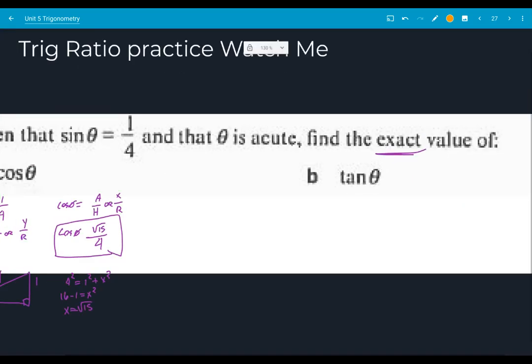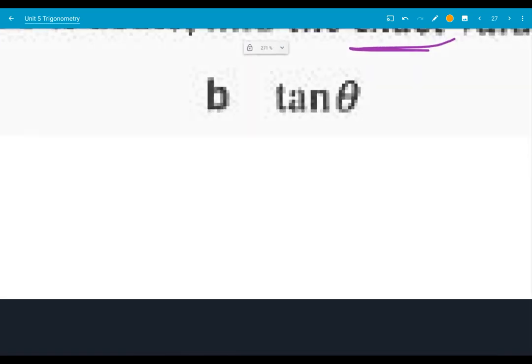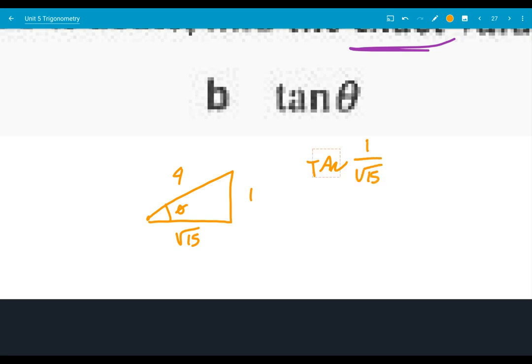Let's take a look at a different one, at tangent of theta. So let's reconstruct our triangle. We know this is 4, this is 1, and this is the square root of 15. And we know that's theta. So tangent is O over A, 1 over the square root of 15. It goes 1 over square root of 15.